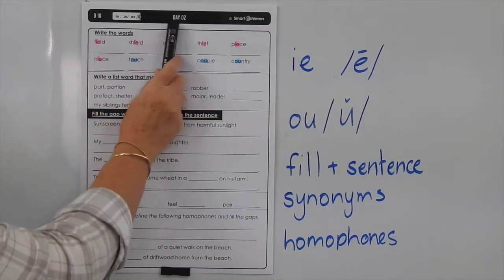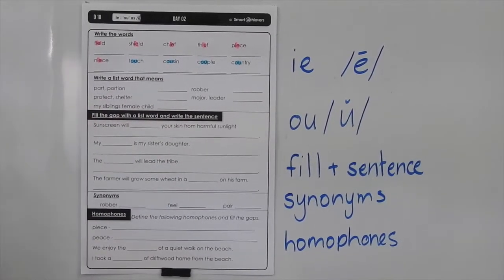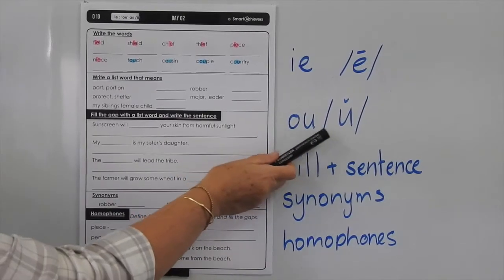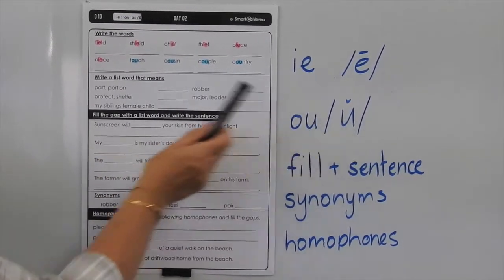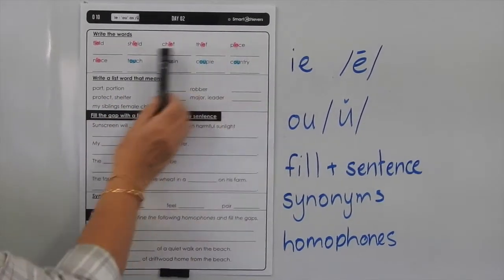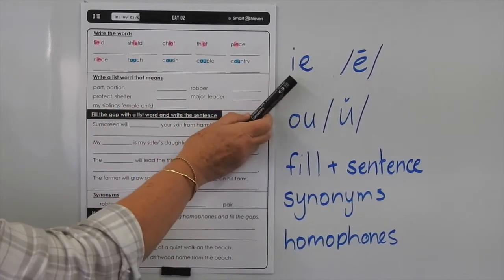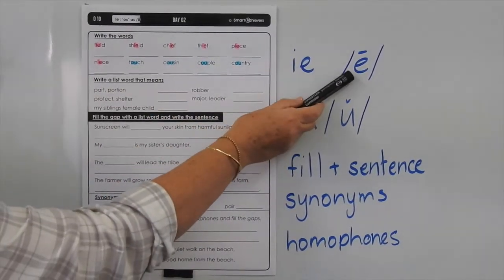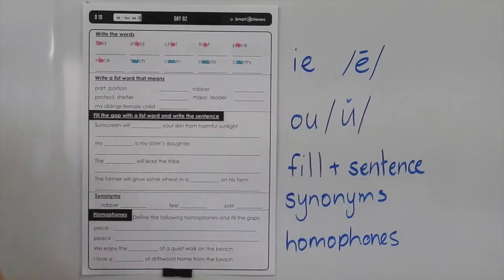Level O, list 10, and we're doing the day 2 page, and here we've got the IE making the long E sound and the OU making the short up sound. So the words are field, shield, chief, thief, piece, niece. You might know the rule I before E except after C, where the sound is E. That's the important bit, that last bit at the end.